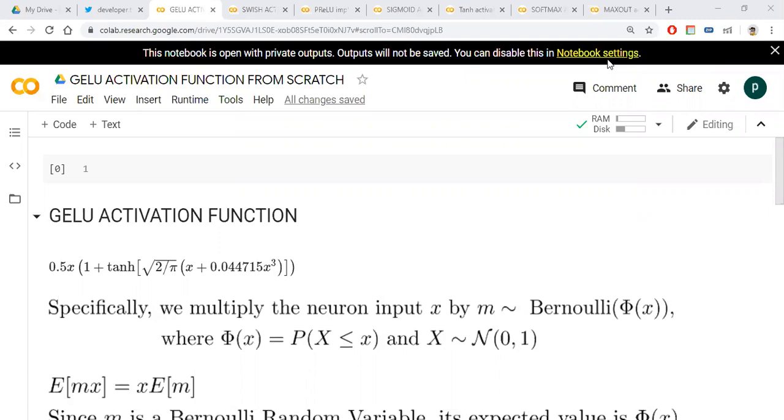What is GELU? GELU means Gaussian Error Linear Unit. It is the abbreviation of the GELU function. Why did GELU come into the picture? Because we have so many activation functions. Why do we move forward with GELU? Because activation functions enable faster and better convergence of neural networks.